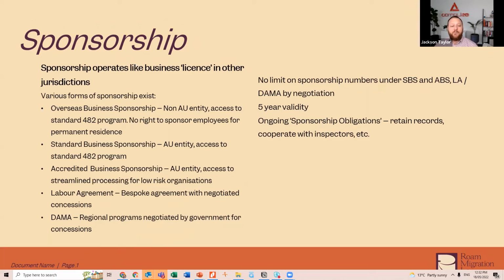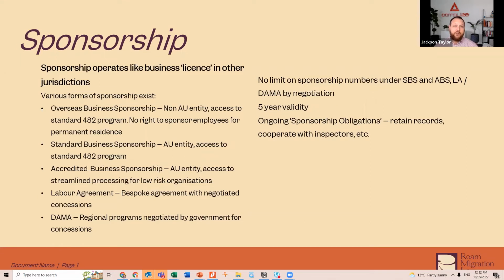Those concessions might be, for example, in the pork industry labour agreement, you can get a senior piggery hand. That's someone who works in a fairly hands-on way on the pig farm, not available through the standard program. You can't do that as a standard business sponsor. So it allows access to occupations that aren't on the list, and it can even give you concessions on English score or salary and maybe a few other factors.